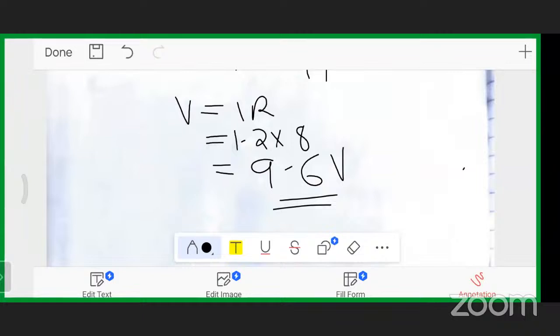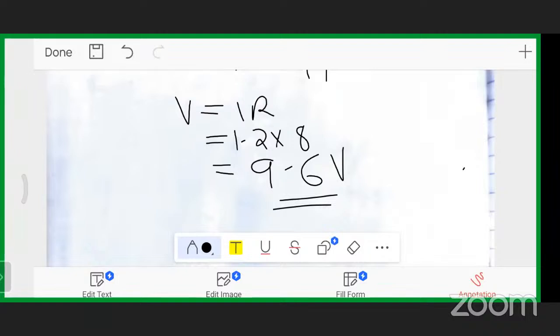Yes. Who is that? We can clap for you. Who is that? You clap for yourself. But that was good. If you managed to get 9.6 volts, that was good.